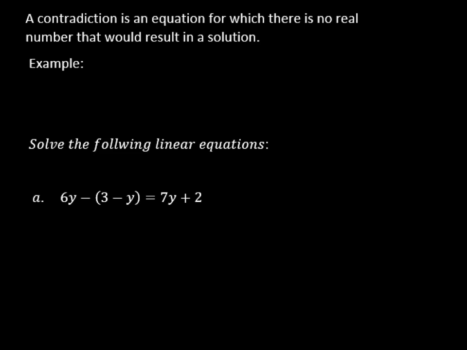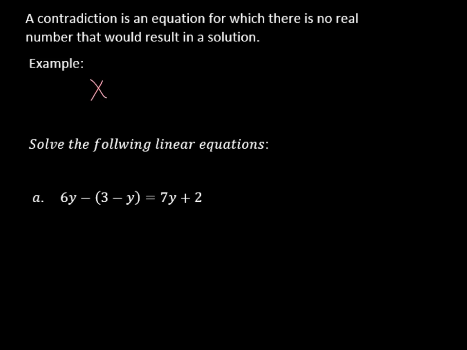So just like the previous video, we're now going to look at another special type of linear equation. It's called a contradiction. And a contradiction is an equation for which there is no real number that would result in a solution. So an identity was where it didn't matter what we put in for x, but here there isn't going to be a real number for x that will make the equation true.